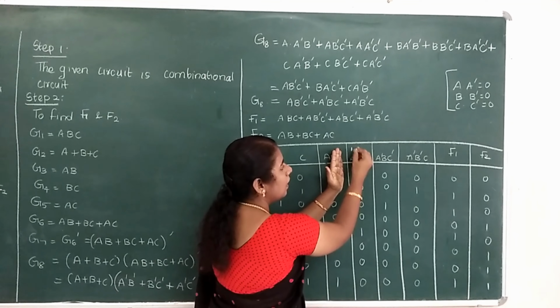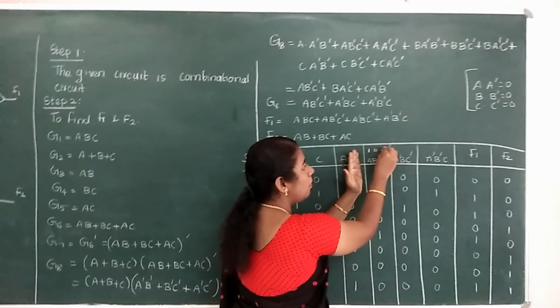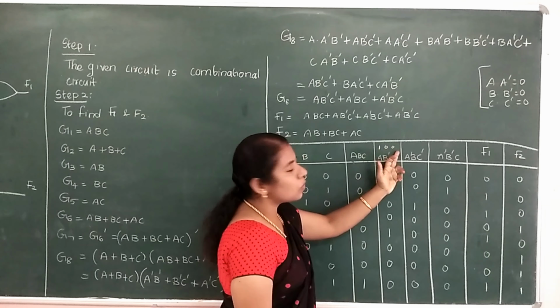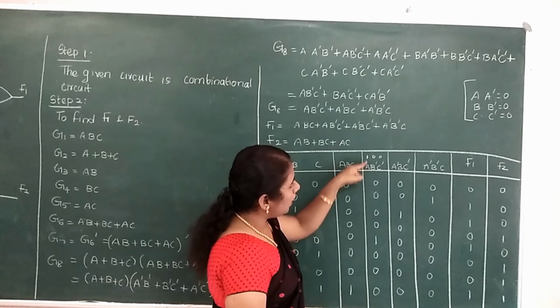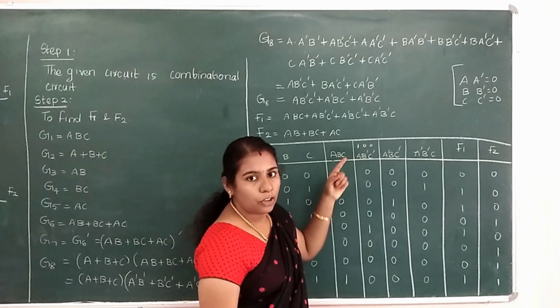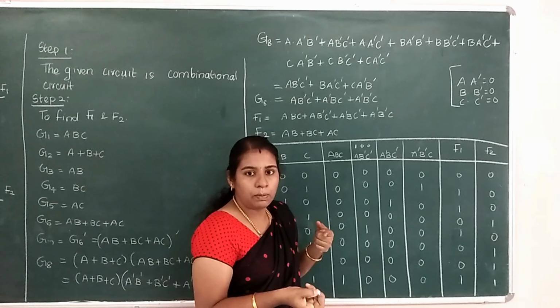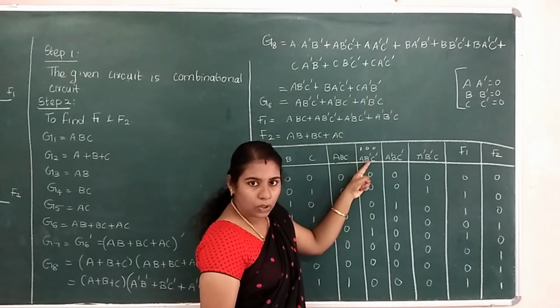B dash means the input should be 0. C dash means the input should be 0. In this case only, it should generate the output as 1. A means 1, B dash 0. B dash 0 means if B is 0, B dash will be equal to 1. So if B equal to 0, B dash equal to 1.